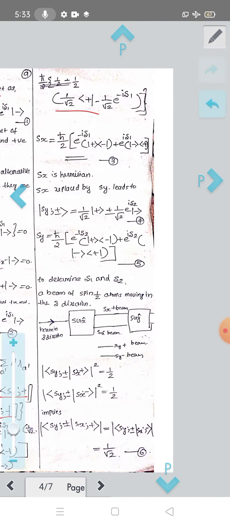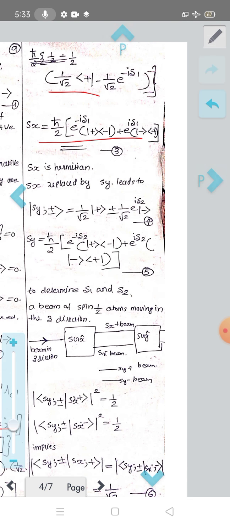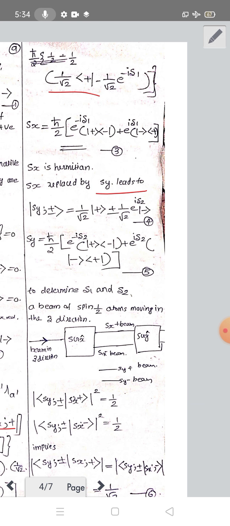So Sx is equal to ħ/2 [e^(-iδ1) |+⟩⟨-| plus e^(iδ1) |-⟩⟨+|]. Put it as equation number 3, where Sx is Hermitian. So we constructed Sx, which is Hermitian. A similar argument with Sx replaced by Sy leads to, similarly, we can do Sy.